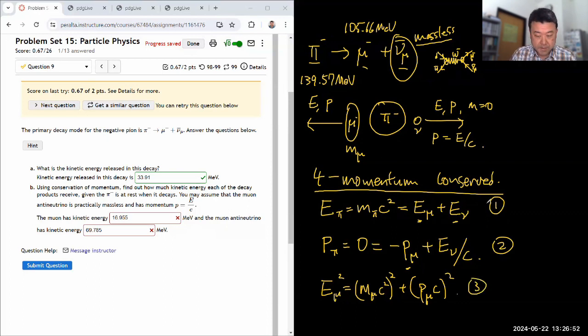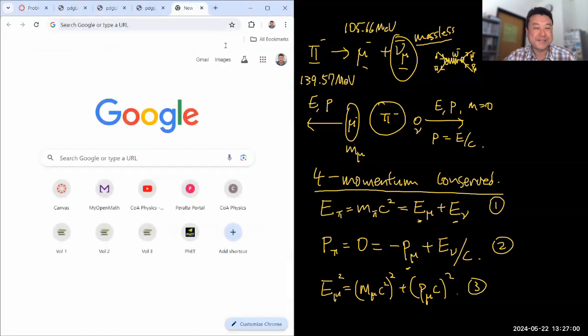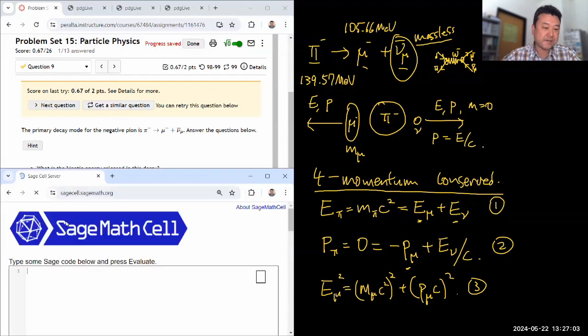And let me be a bit lazy and do this calculation automatically using SageMath. So let me use a Sage cell. I'm going to declare some of my variables: E mu, E nu, yeah, I need the M pi. And let me do this in a version where c is equal to 1. For everything I know I promised I won't use c equals 1 units, but for these units, c equals 1 makes everything so much easier. So I'm just going to do that. c is equal to 1. And I think I need a symbol for the momentum of the muon. Okay, so those are my variables.